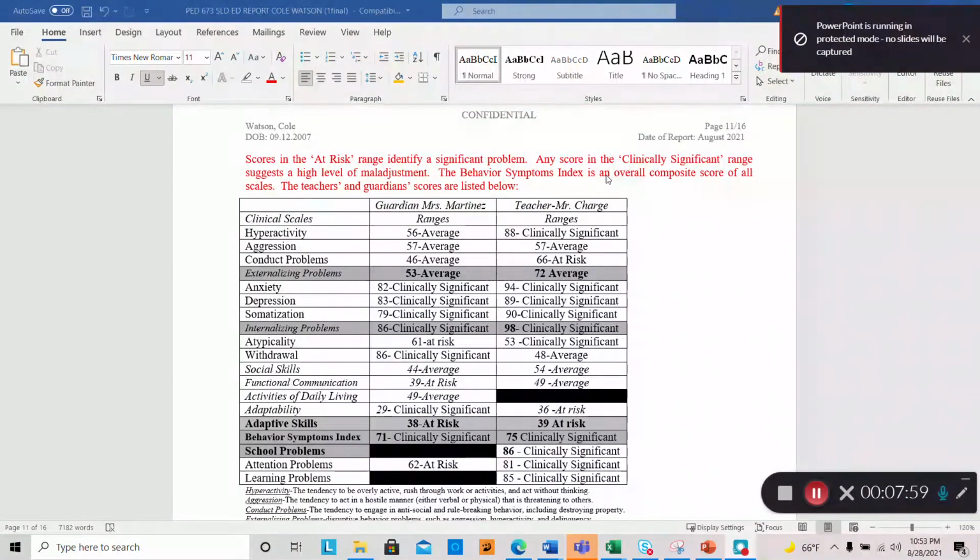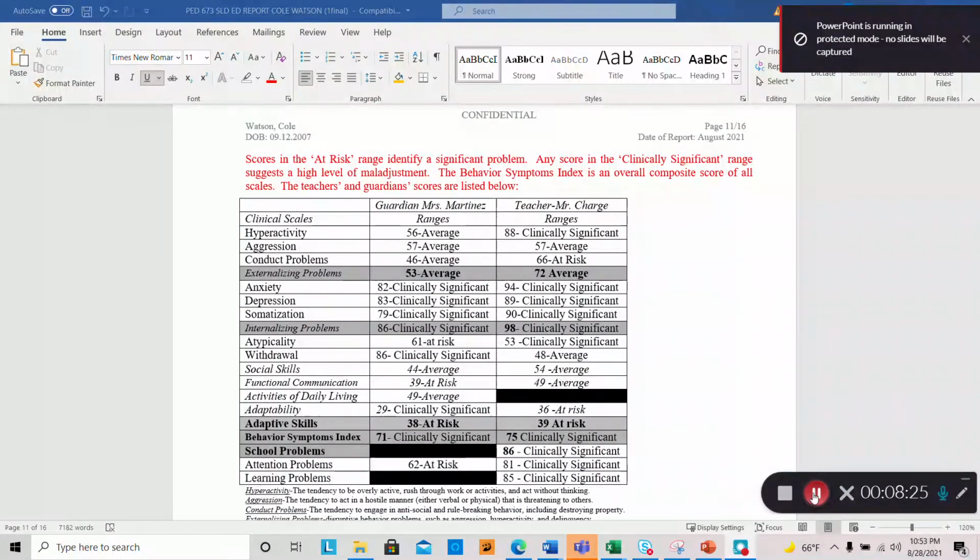Behavior symptom index is an overall composite score of all scales. The teacher's and the guardian's scores are listed below. So here go your scores right here, and here go Mr. Charge, his teacher's scores right here. We can see several clinically significant scores in the anxiety and depression section for both parties, and then awful behavior symptom indexes for both parties.